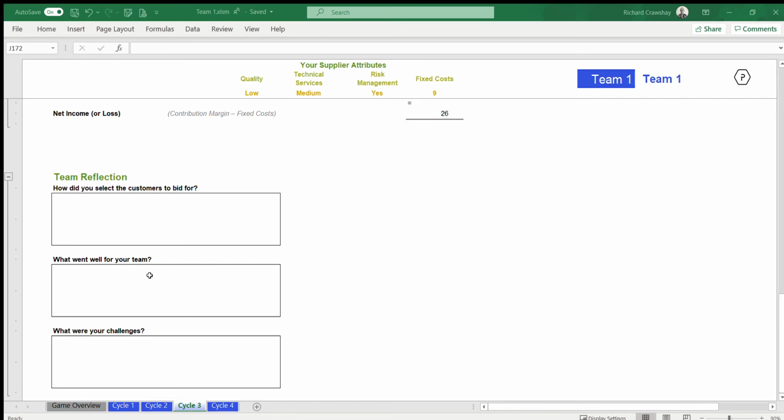Team 3 obviously had quite good supplier attributes, with their fixed costs being minus 11, but they won absolutely no business. Teams 4 and 5 both won 2 bits of business each, with a net income of 11 for Team 4 and 19 for Team 5. Now, this is a much healthier market. The market is bigger, but the net income is also a lot bigger, and could have been even bigger still if Team 3 had been successful in any of their bids.